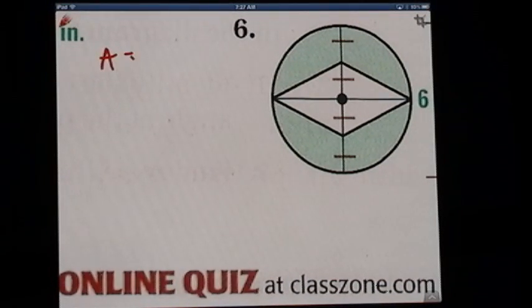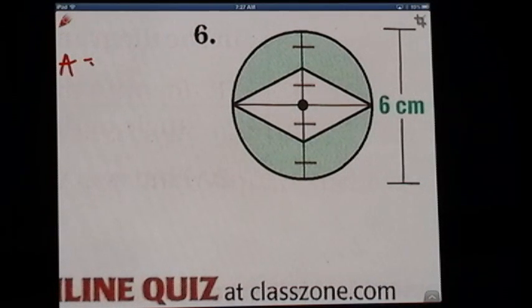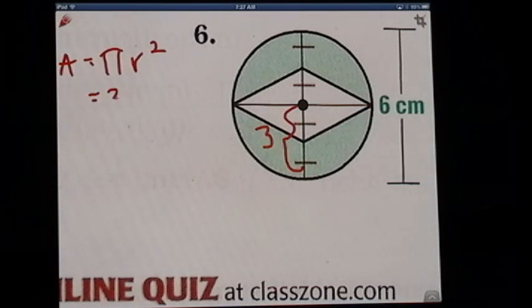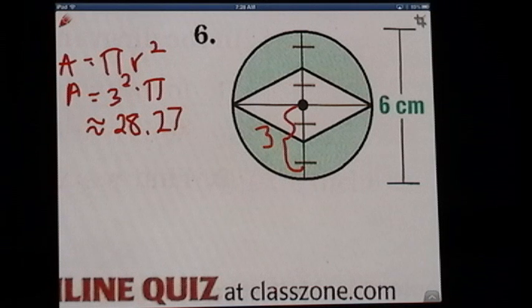Okay, so looking at this circle, if the entire diameter is 6 centimeters, that makes this one 3. Just the radius is 3. And we need the radius for area because area is equal to pi r squared, or 3 squared times pi. So 3 squared times pi equals 28. So we're going to say approximately 28.27 is the whole circle.